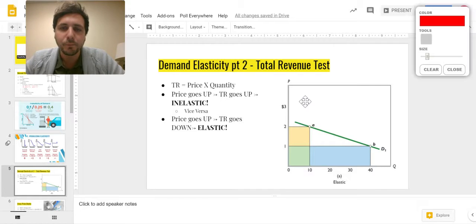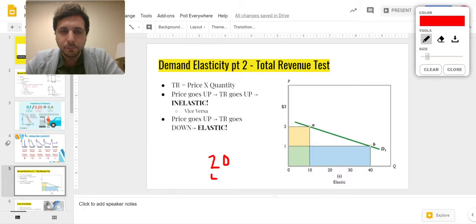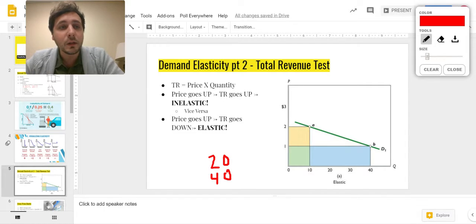Okay, so let me grab my little pen here. So at A, my total revenue is 2 times 10, or 20. Okay, and then price goes down. So if total revenue goes down with it, then we have inelastic. If total revenue goes up with it, then we have elastic. So let's check it out. So we went from 2 to 1, we went from 20 to now 1 times 40, right? Price times quantity, 1 times 40 at point B, so we went up to 40. Price went down, total revenue went up. What's that mean? Well, clearly that means that we have an elastic curve.